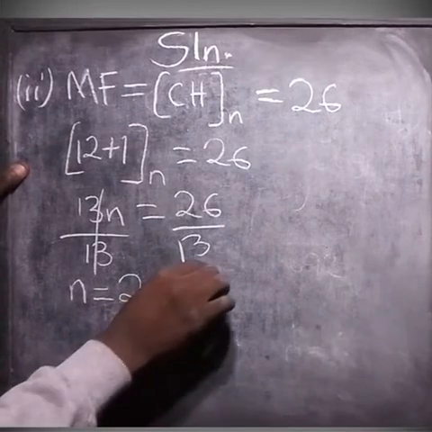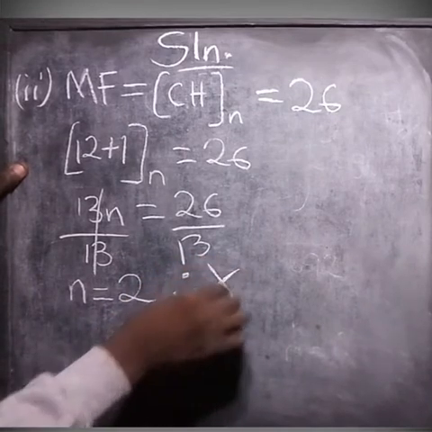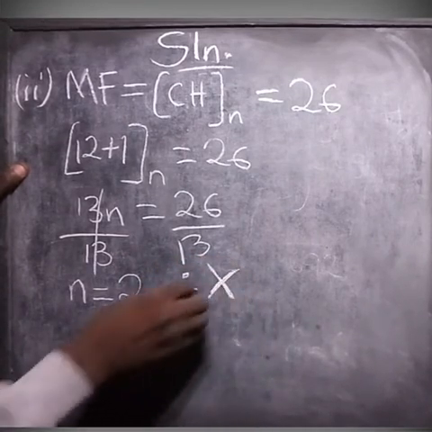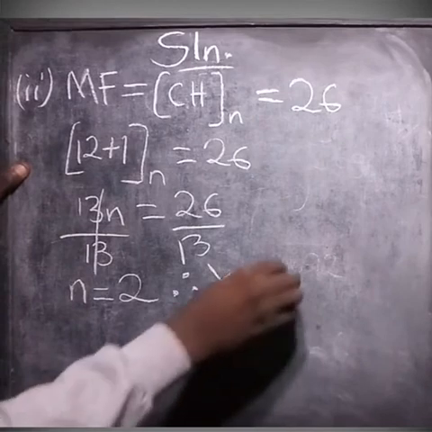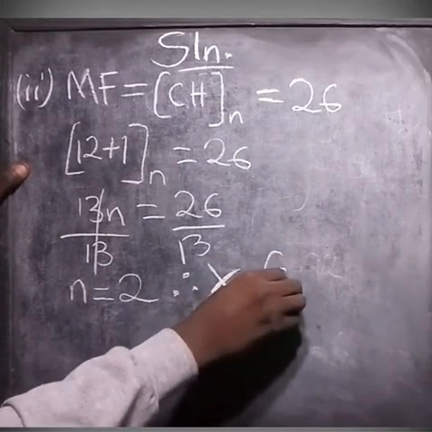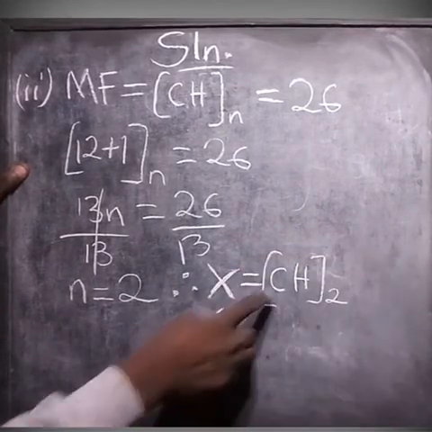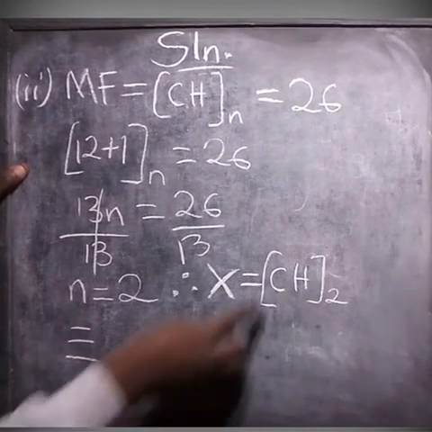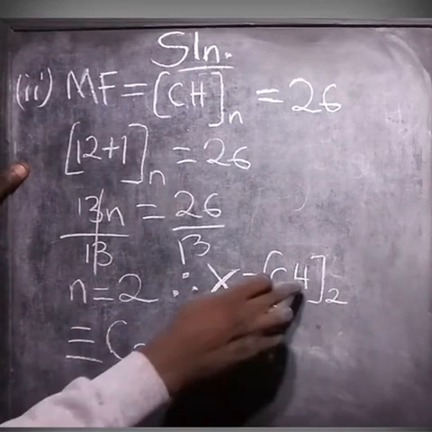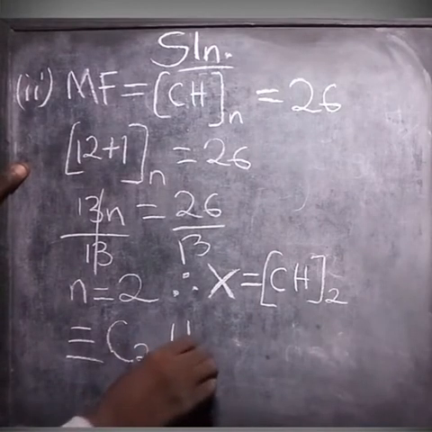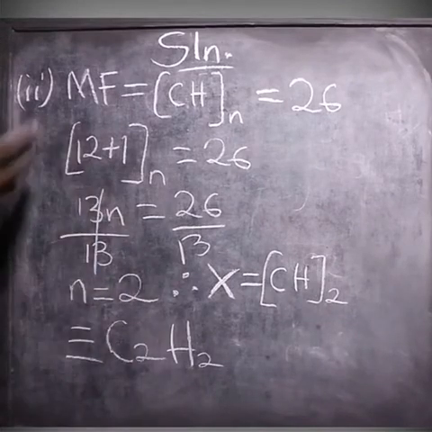That is to say, therefore, the empirical formula of X is equal to CH2, which is equivalent to C multiplied by 2, C2, H multiplied by 2, H2. So this is the molecular formula of X, C2H2.